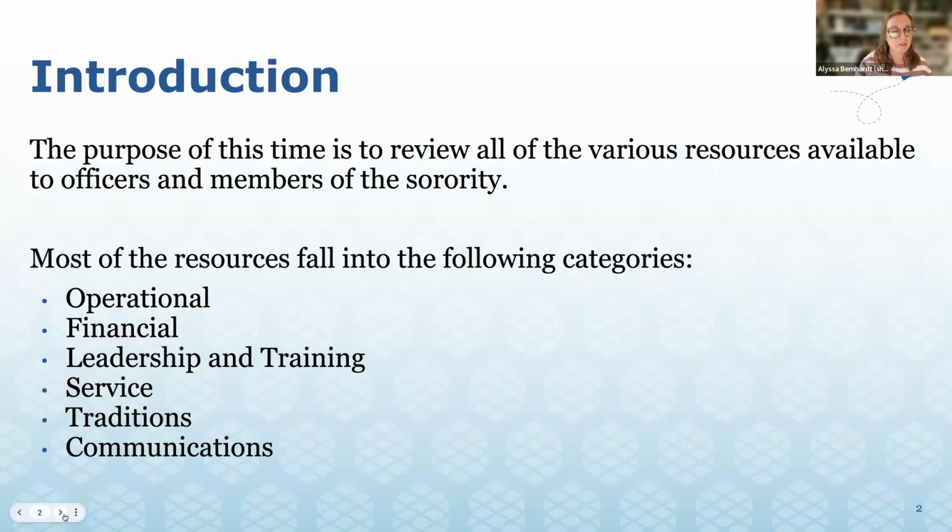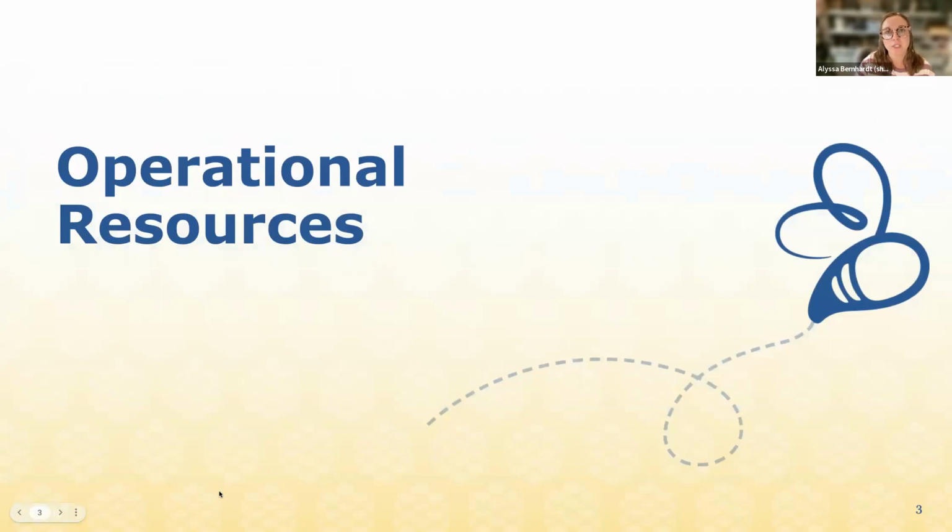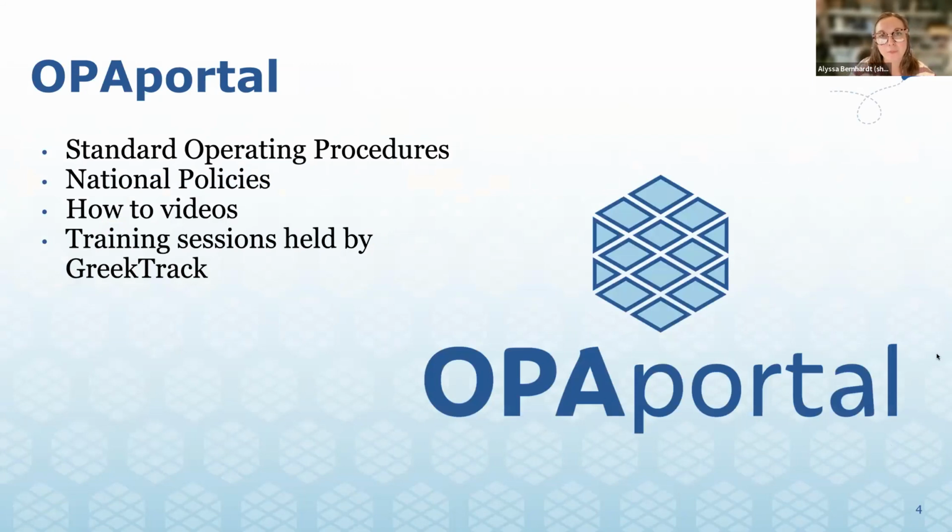So let's jump in. First, we're going to talk about operational resources. Obviously, OPhiA portal is our membership database. This is a database that every member of the organization can use, new members, even prospective new members from expansion groups, active members and alumni. And this is where our headquarters operation is stored. So all the files that you all will need to know anything about the organization can be found on OPhiA portal. In the files section, you'll find standard operating procedures.